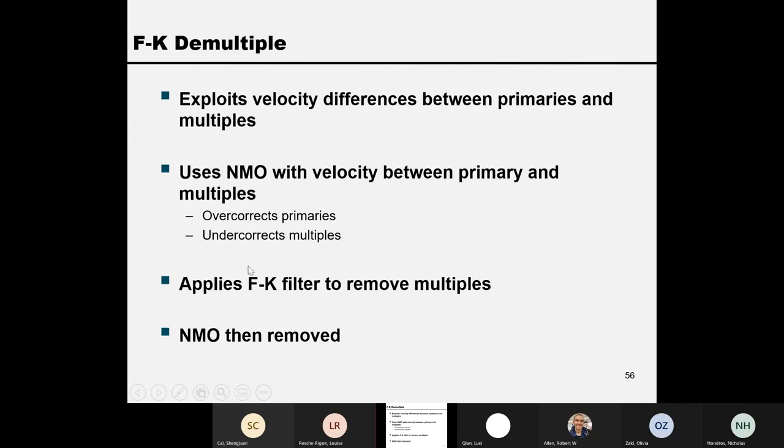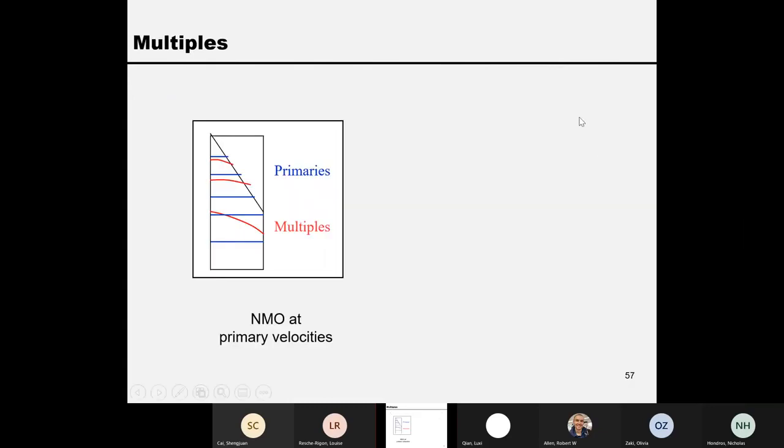And then after that, because this NMO is not the ideal NMO, you need to remove this NMO and recover the original time offset function, the original time offset curve. That's the cartoon we showed before.